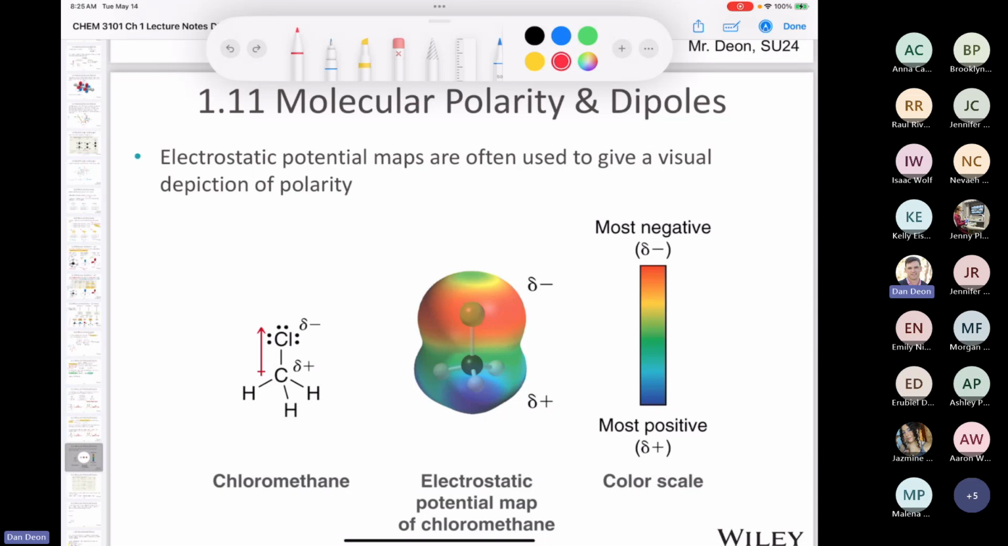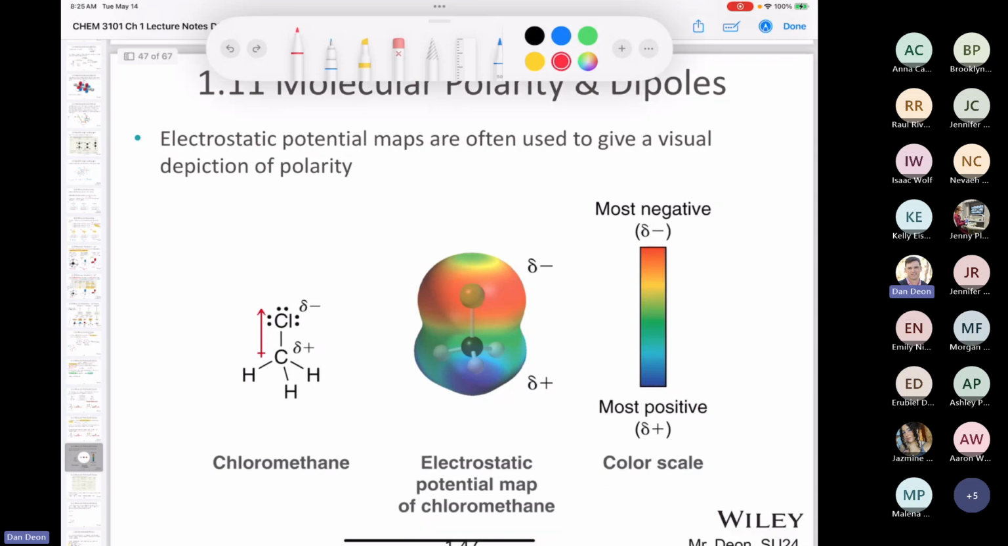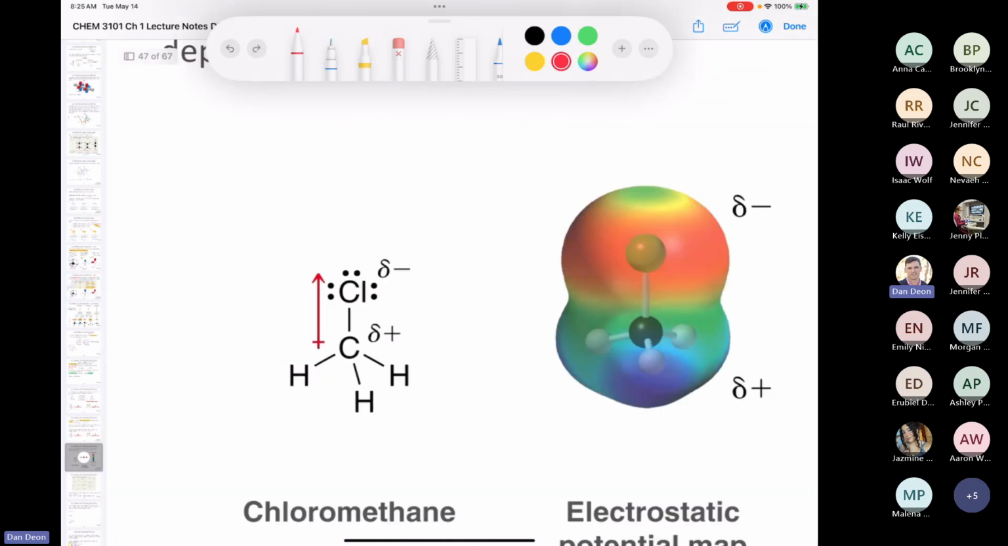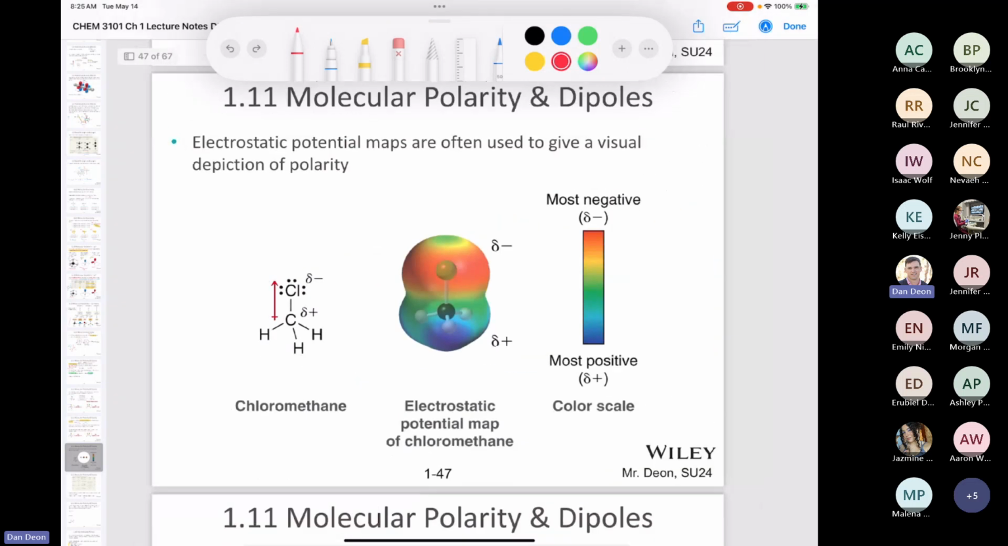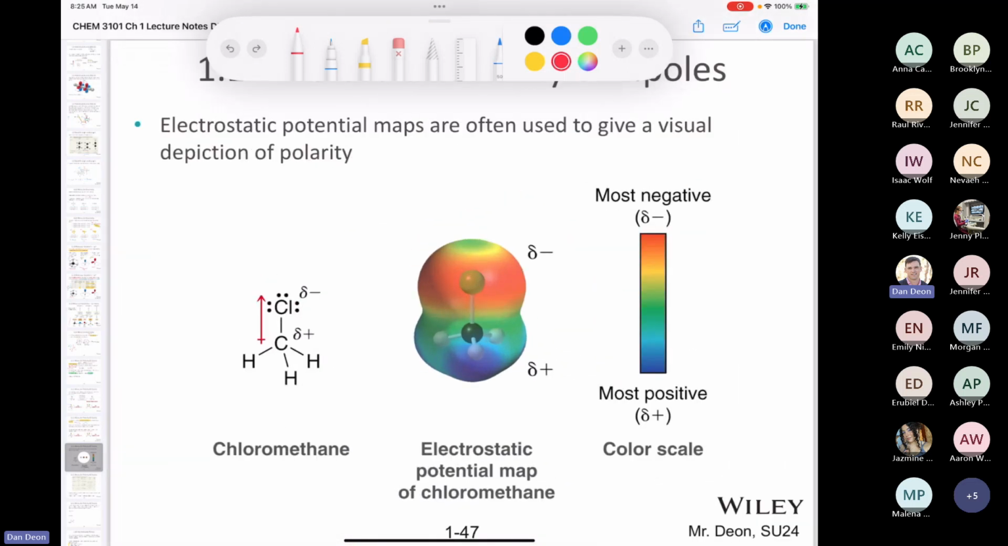If we take a look at a molecule of chloromethane, we know that there's one polar bond in the whole molecule. It's the one between carbon and chlorine. Chlorine has an electronegativity of 3, carbon is 2.5, so it's a polar bond. You can see that manifest in this electrostatic potential map where the chlorine is very orange, because there's a lot of electron density there. And then the carbon is mostly blue. Why? Because it's very electron poor. We see that manifest in the delta minus and the delta plus, and we also see it with the dipole. So there's more than one way to represent polar bonds.